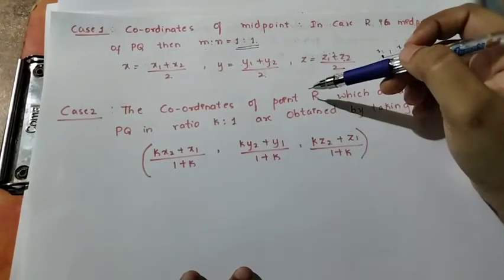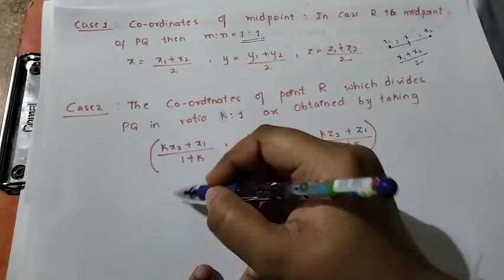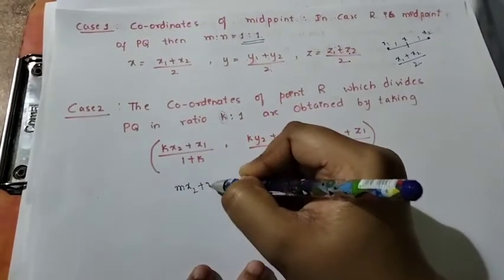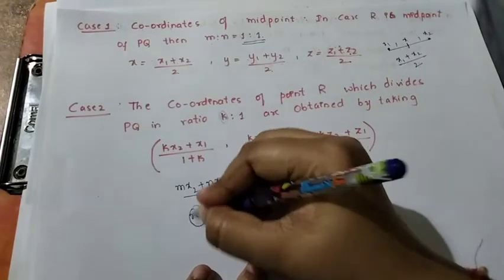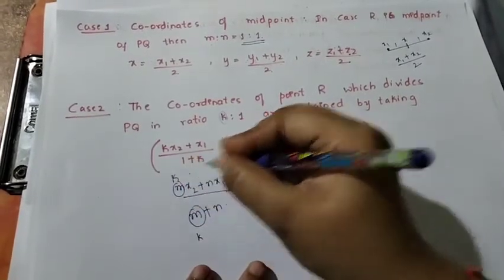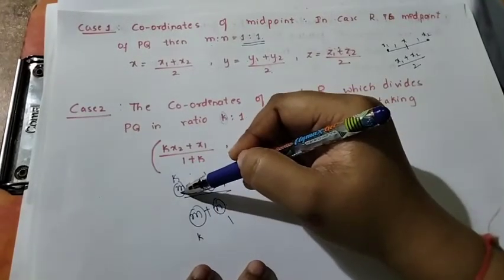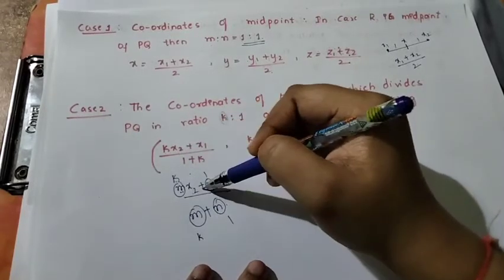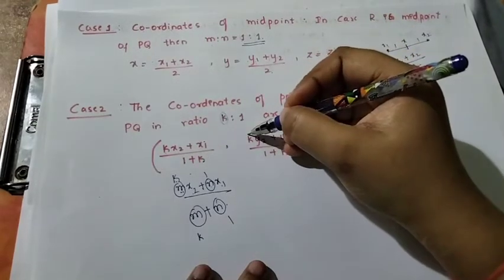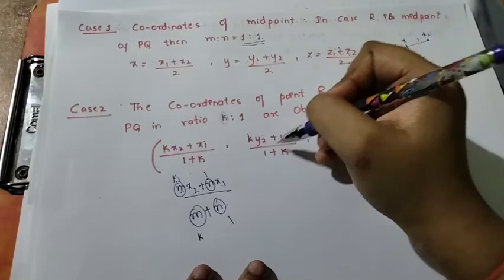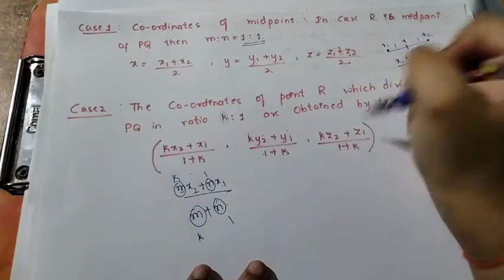Suppose the ratio is given as k is to 1, then it will be k into x2, that means m into x2 plus n into x1 divided by m plus n. Correct? Here, the m value you have taken as k, and the n value as 1. So substitute here: k into x2 plus 1 into x1 divided by k plus 1. Similarly, y is k into y2 plus y1 divided by 1 plus k, and z is k into z2 plus z1 divided by 1 plus k.